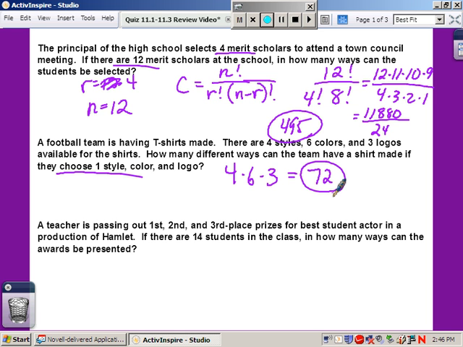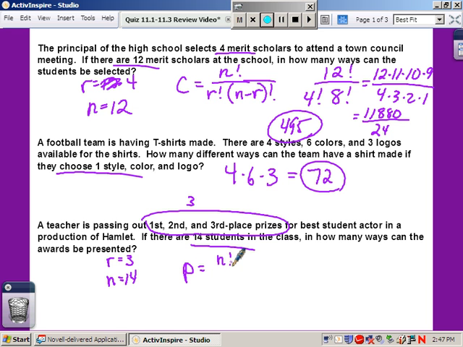The next one says the teacher is passing out first, second, and third place prizes for best student actor in a production of Hamlet. 14 students in the class. Okay, 14. You've got 3 things to give out. So you can see that order matters, right? Whoever you select, if that person is first, then nobody else can be first. So it depends on who you pick in which spot. So we're going to choose 3 out of 14. But because the order makes a difference here, I'm going to use permutation instead.